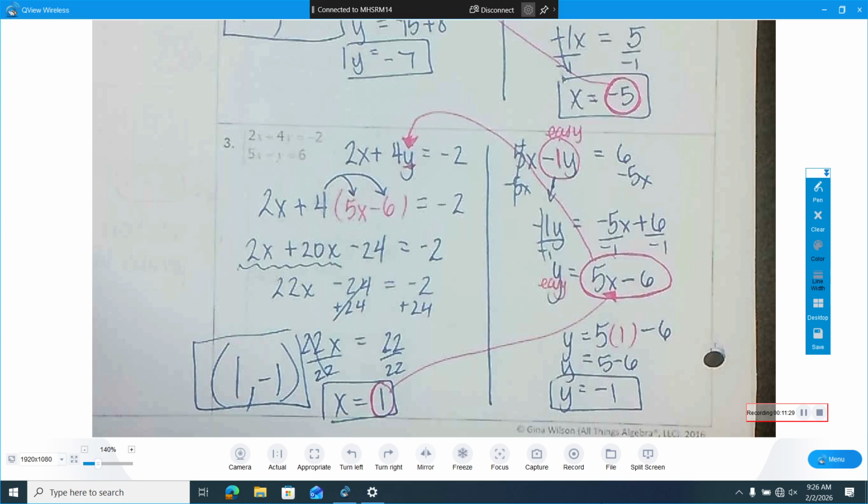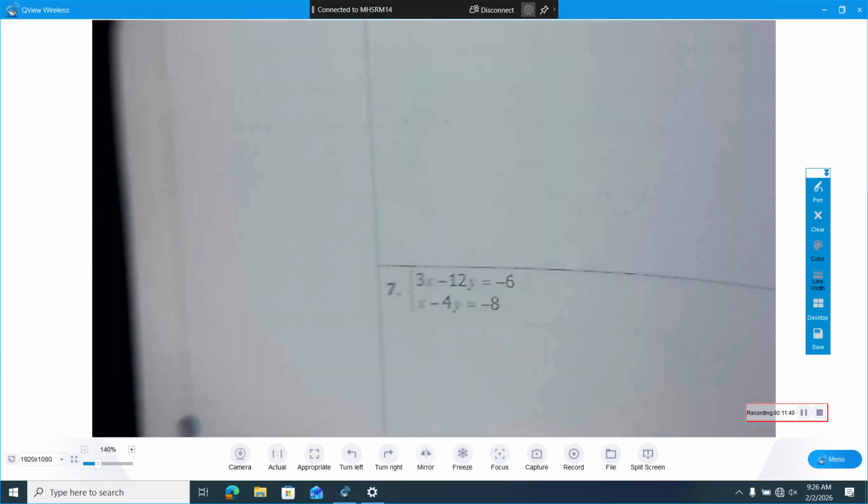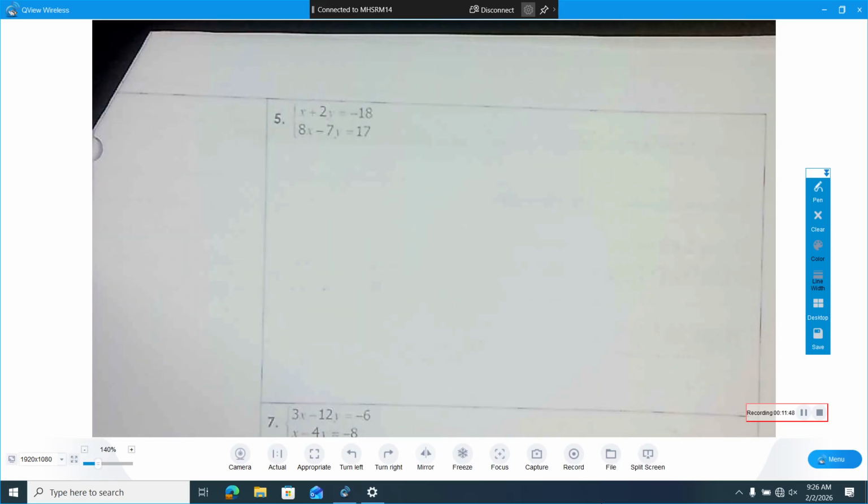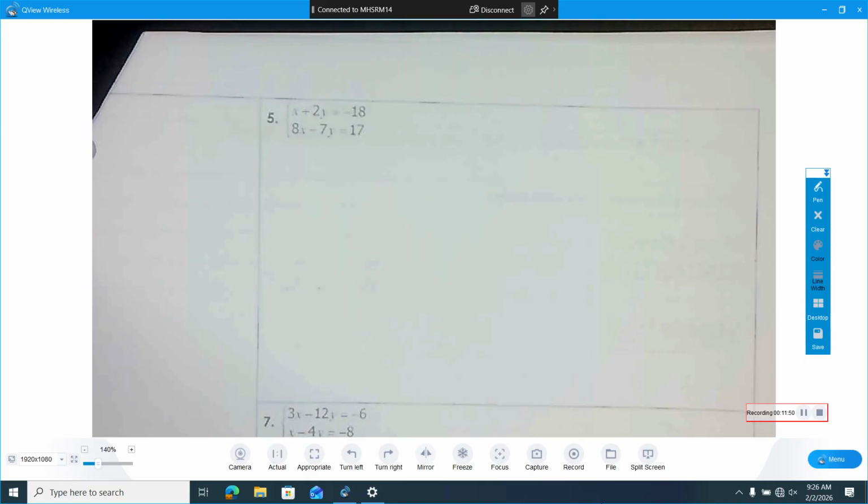Okay, give me your fingers, 1 through 4. How are you feeling with this? 10? Yeah. Okay. All right, let's see what I did over here. Looks like we got 1. Could do a couple more, but I don't know if we need to. Let's look at number 5 and then maybe number 7.